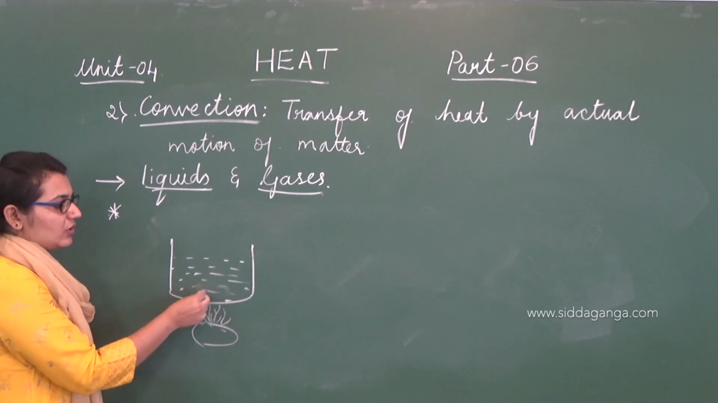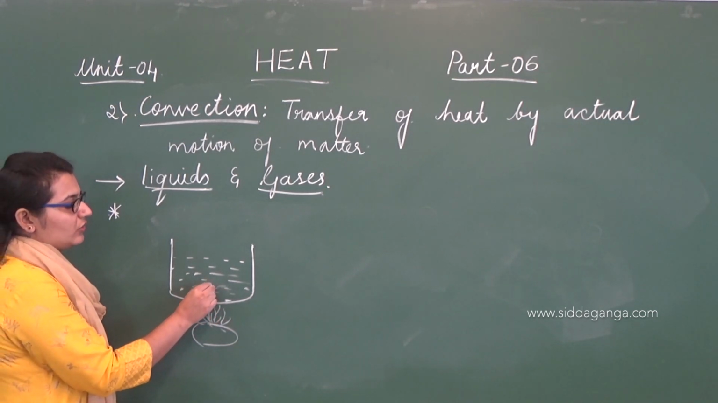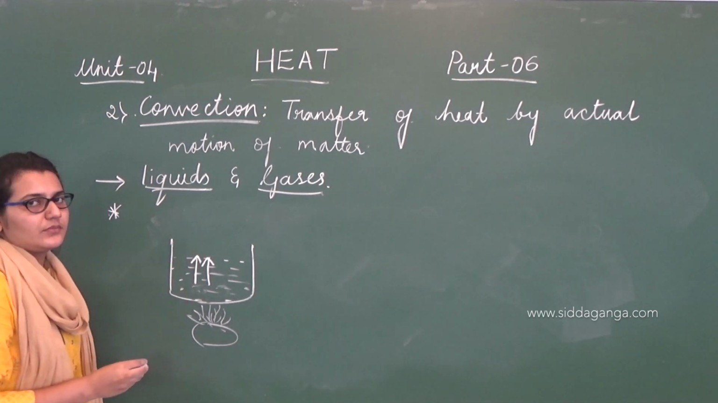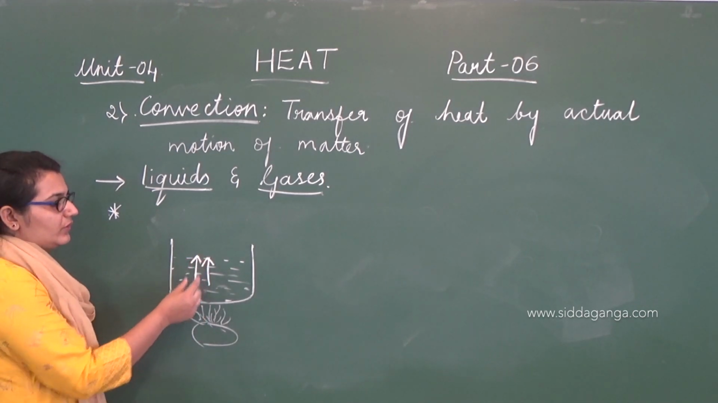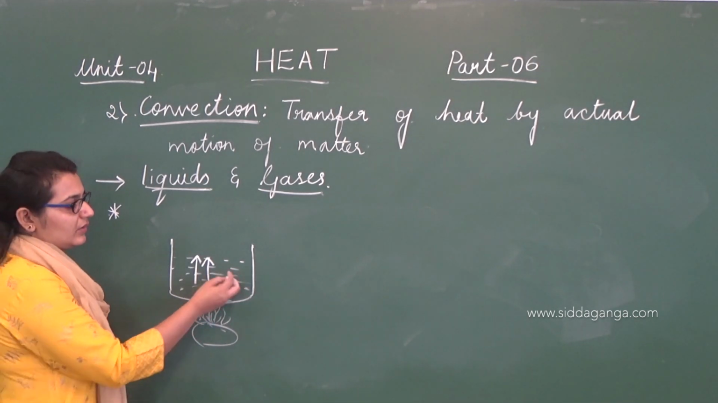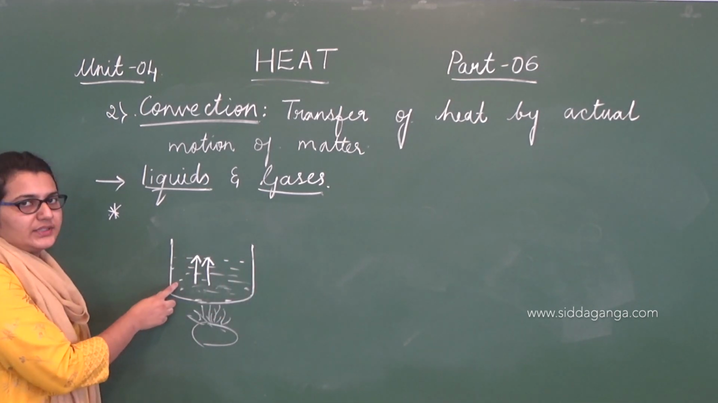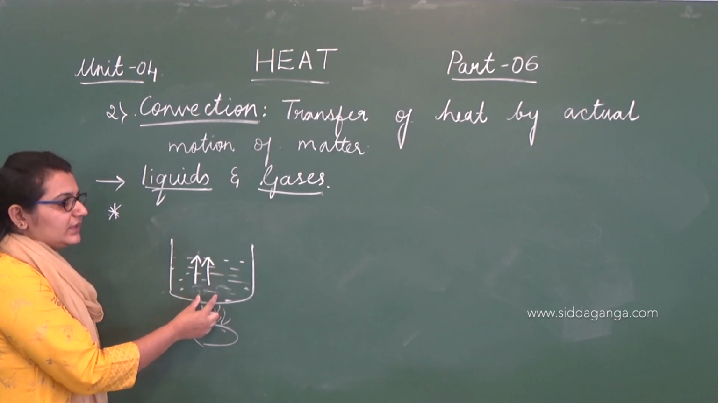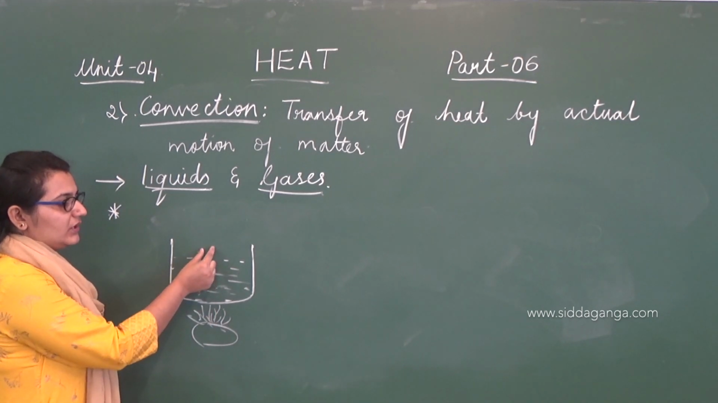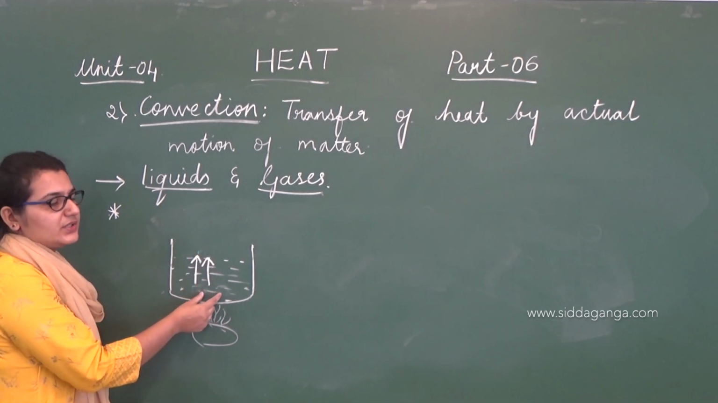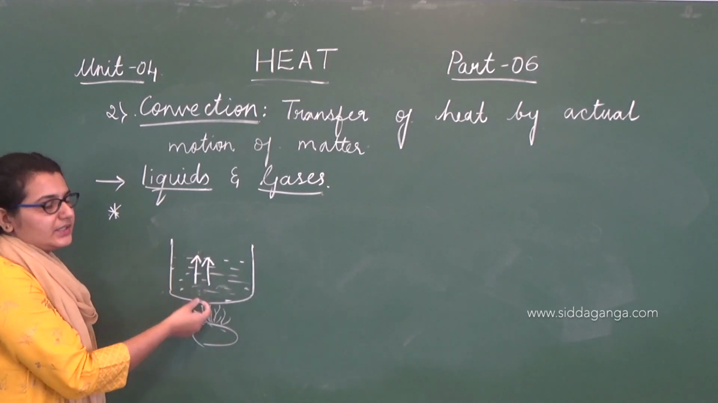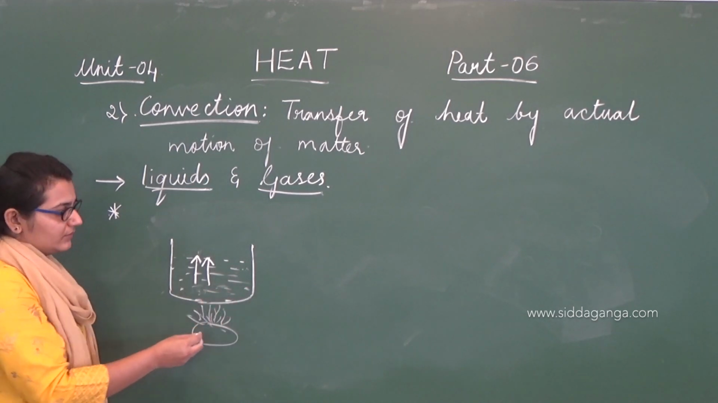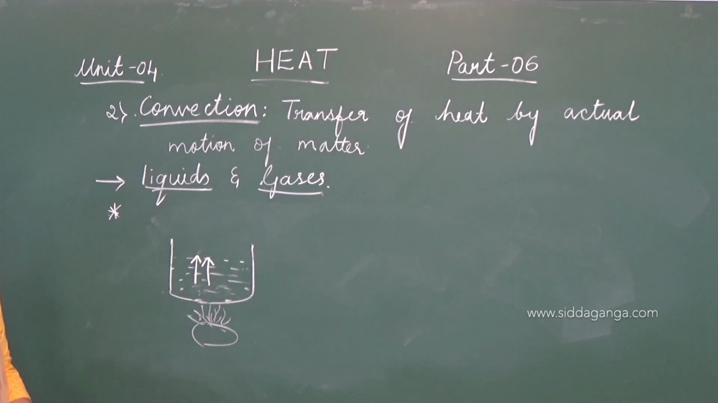What happens after these molecules get heated up? These molecules rise above, they just move above. Understood? What happens then? The molecules aside are not getting the heat. These are the molecules getting heat, and they rise up. These are the hotter molecules, and they rise because they get heated. And these molecules are the colder ones.